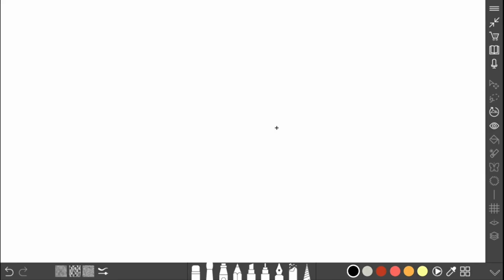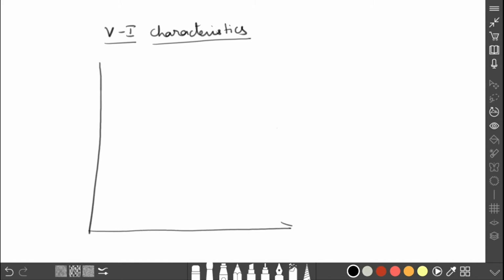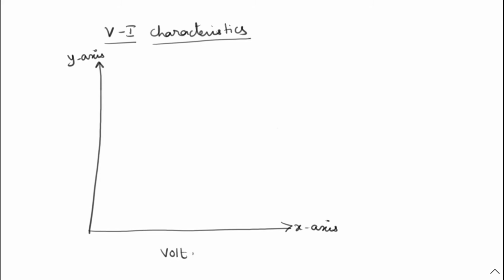Two graphs we have to draw. First one is VI characteristics of laser. The same graph like LED characteristics. Okay, let me explain once again here. So this is x-axis, this is y-axis. In the x-axis what we have to take? Voltage. We only fixed the voltage, it is the known variable for me. So that voltage, its unit is V. And here current, its unit is milliampere.